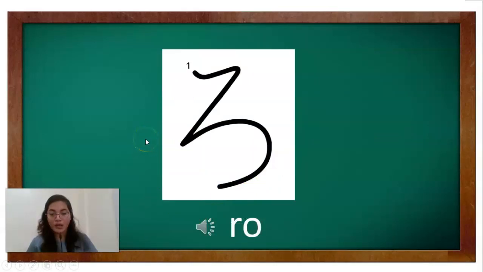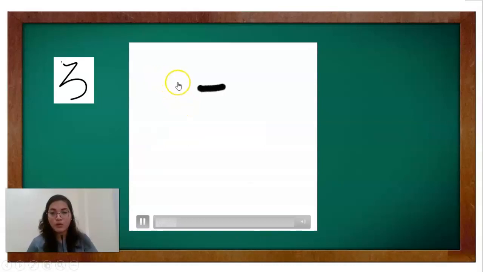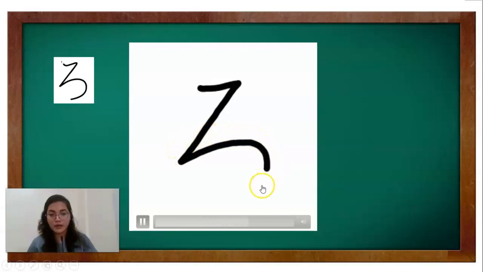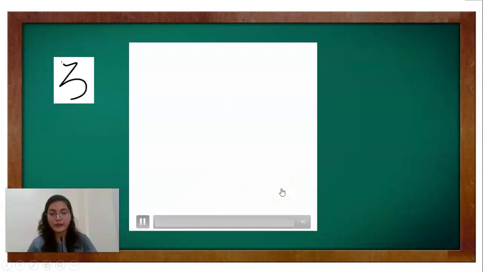Okay, next up is ro. Ro has 1 stroke. 1. Okay, let's try it again. 1.